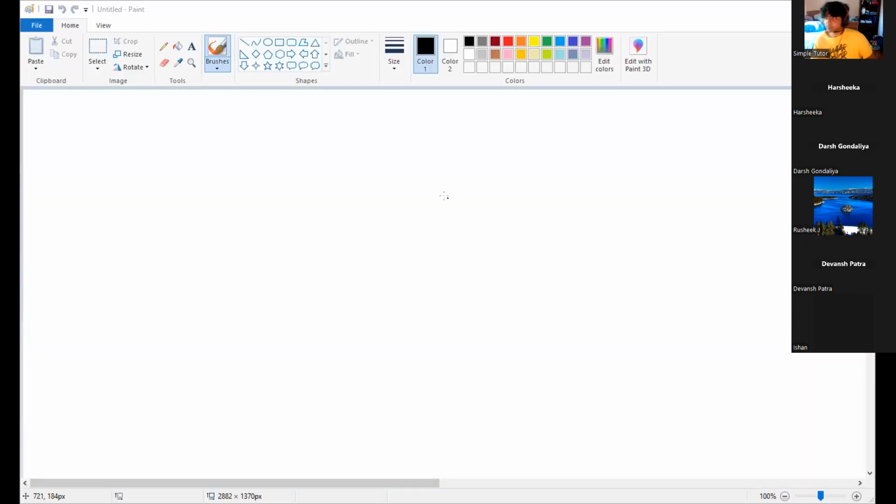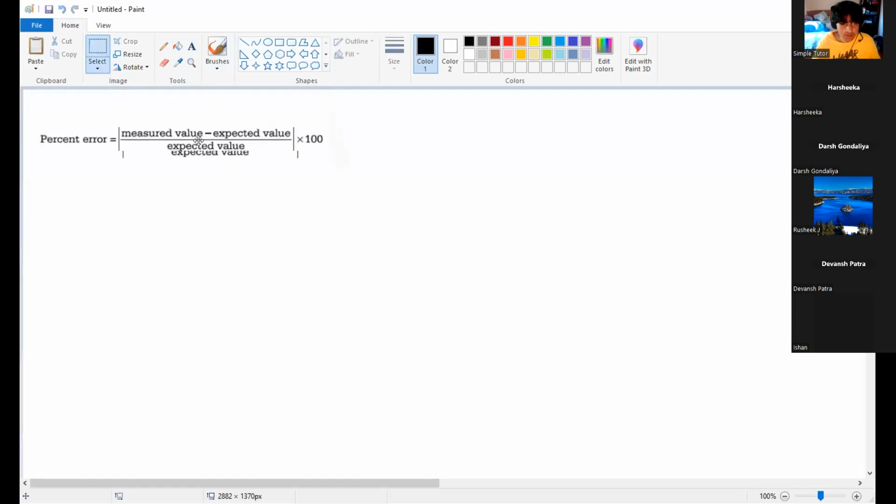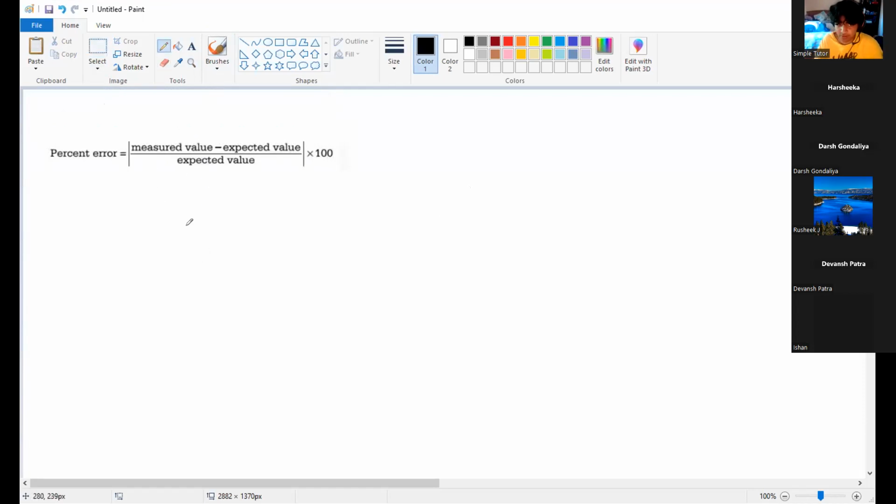Okay, here. I'm going to quickly use that same percent error formula. I just want to show you exactly how we're going to use it. It's pretty simple, just follow this formula right here: measured value minus expected value over expected value. So let's say our measured value for the weight of the pillow was 1.9 pounds, and our expected value was 2 pounds.